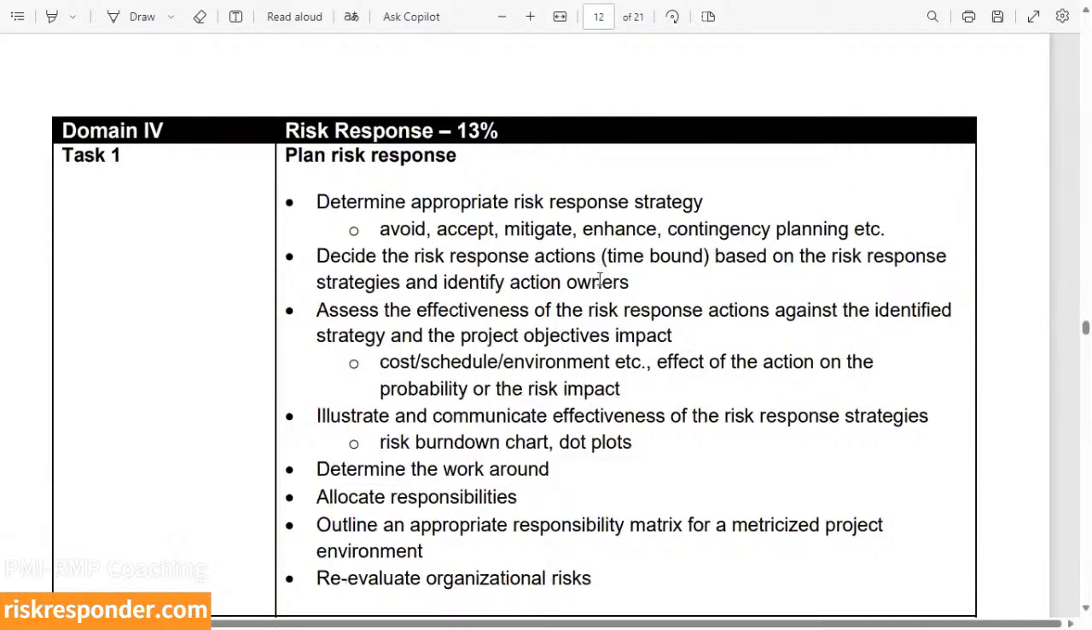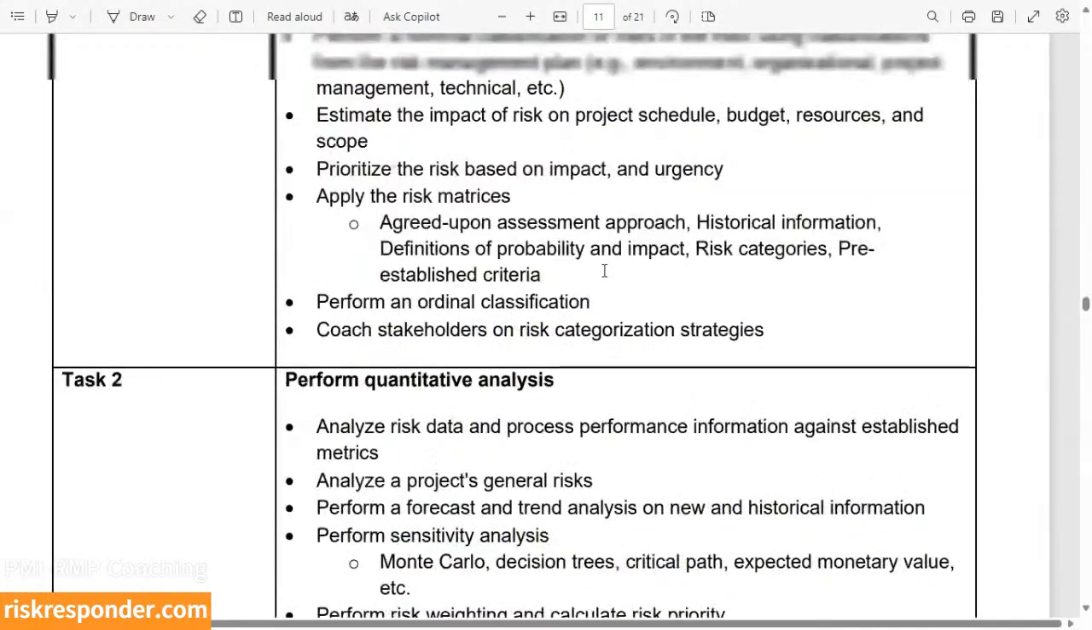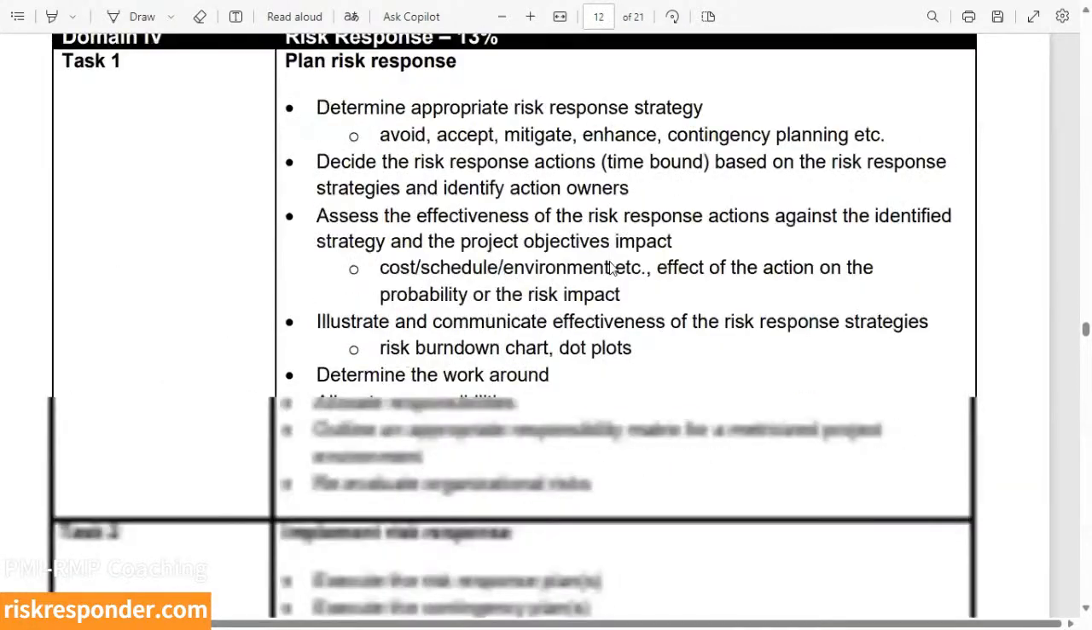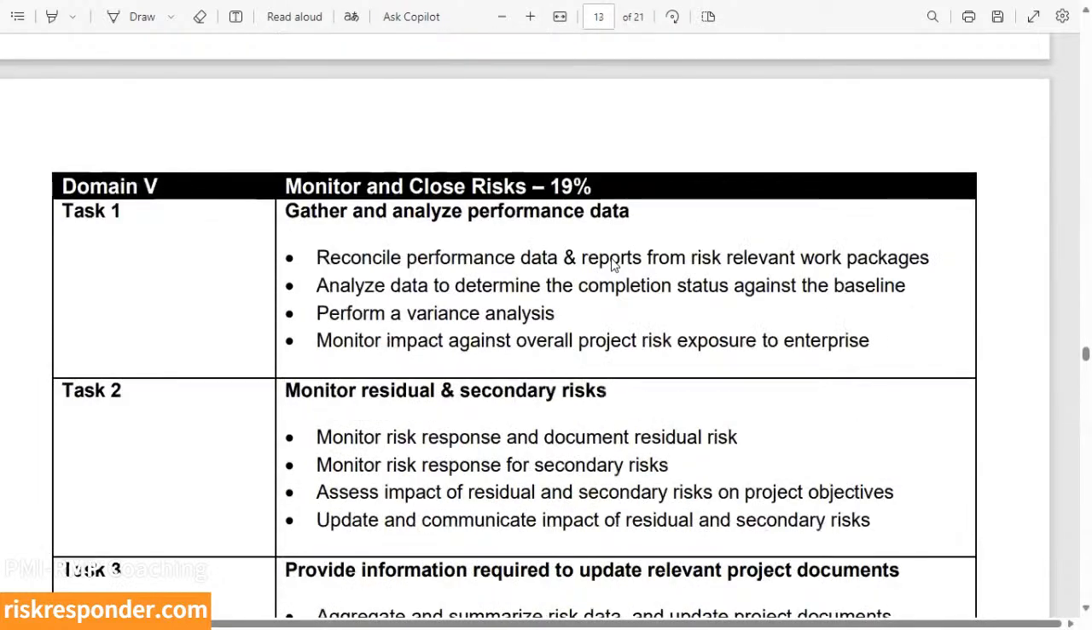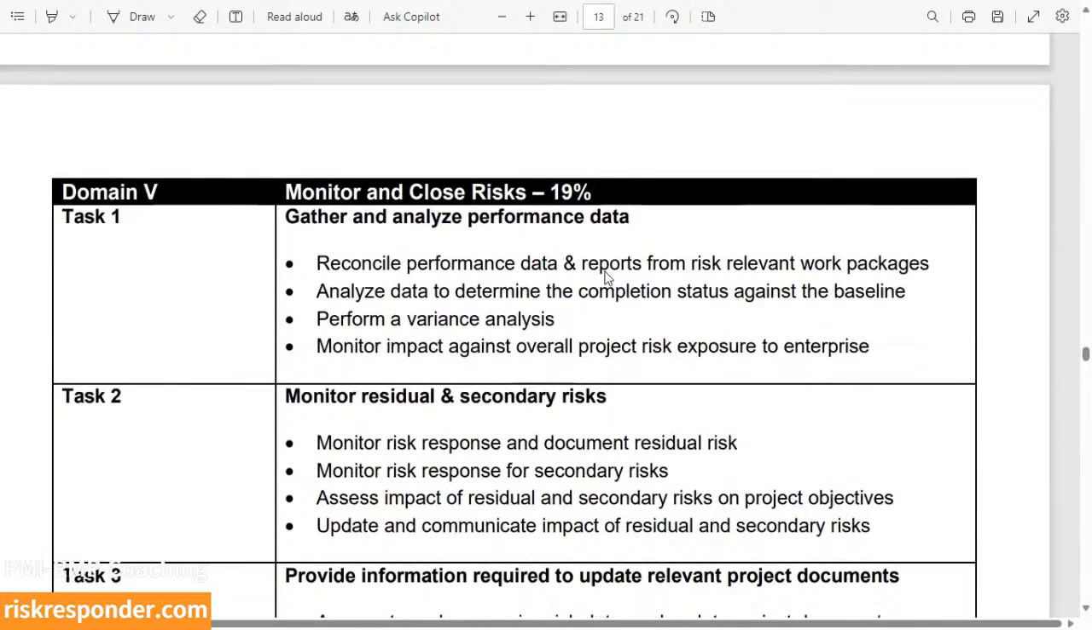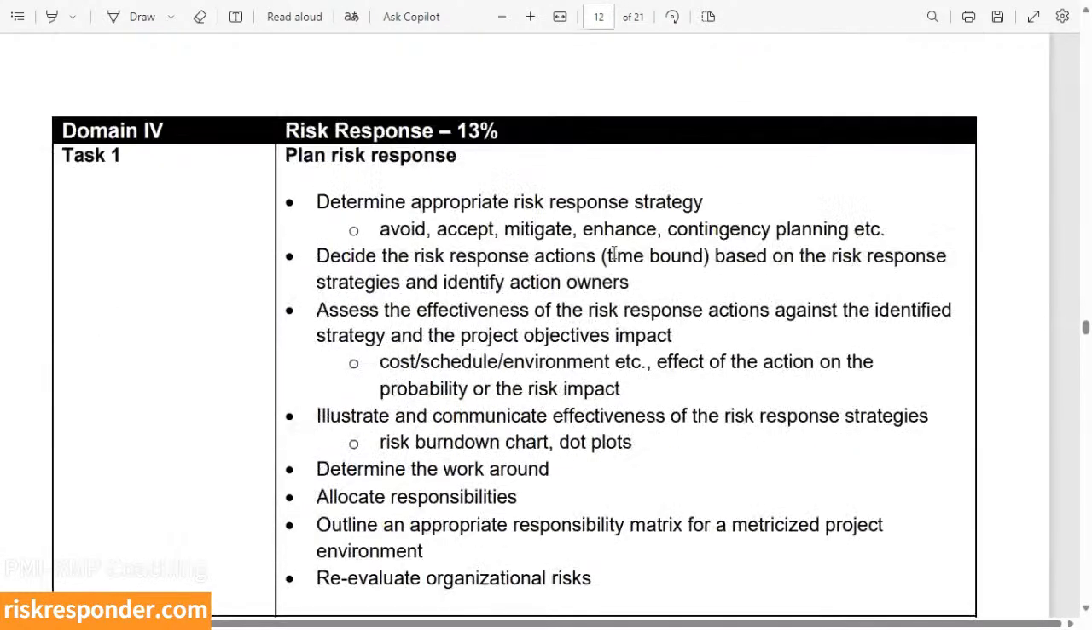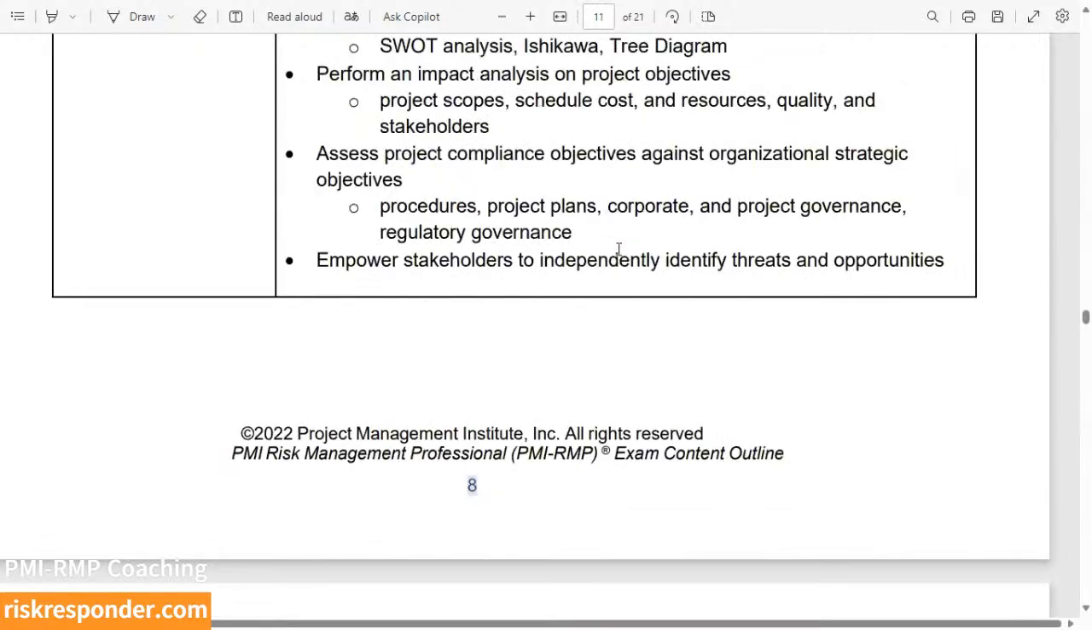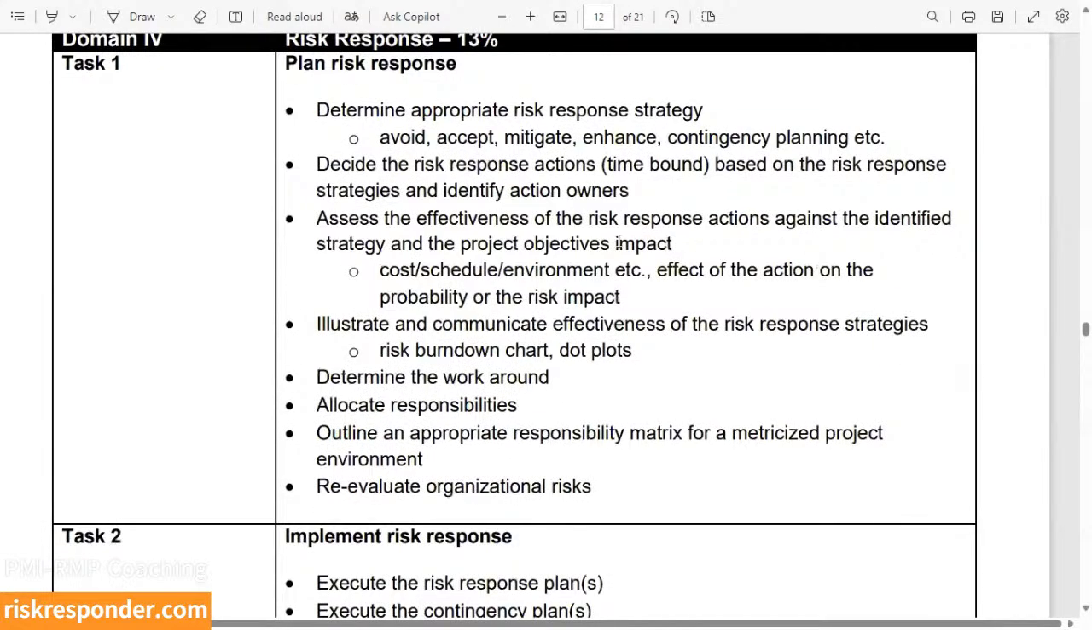And risk response, planning your risk responses. And last but not least, monitor and close risks. So the one I might have jumped over a little bit, I actually didn't cover the avoid, transfer, escalate, accept, mitigate. That's very important, comes up here.